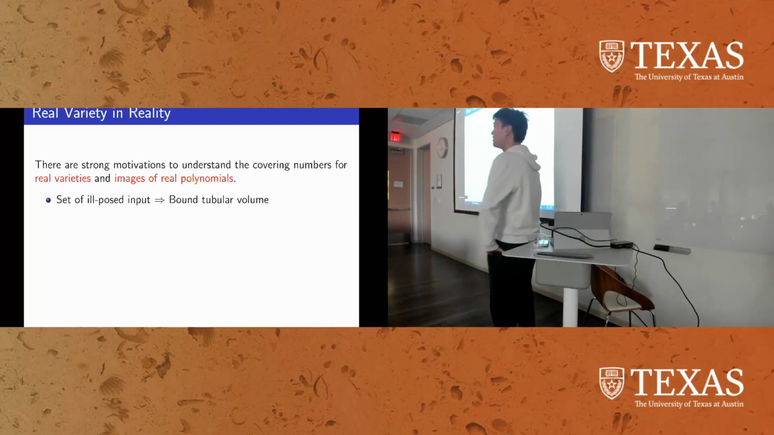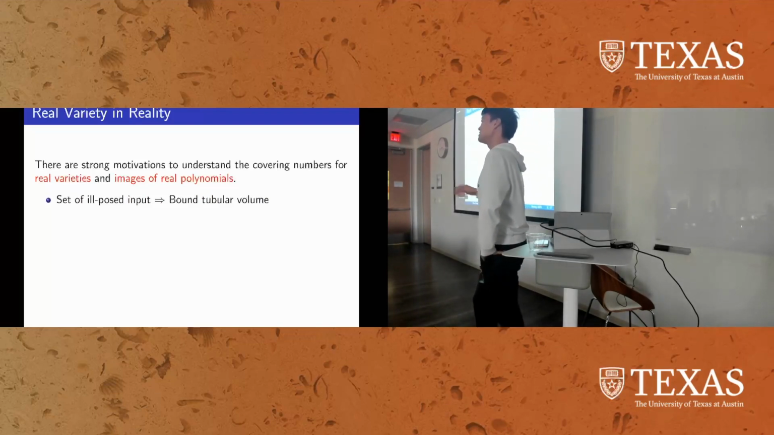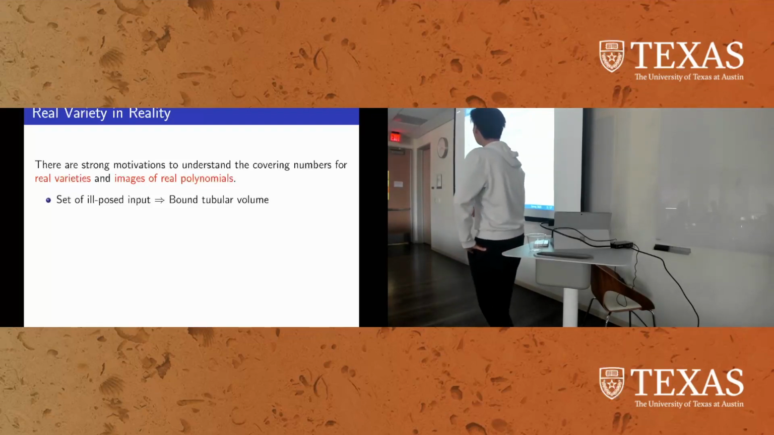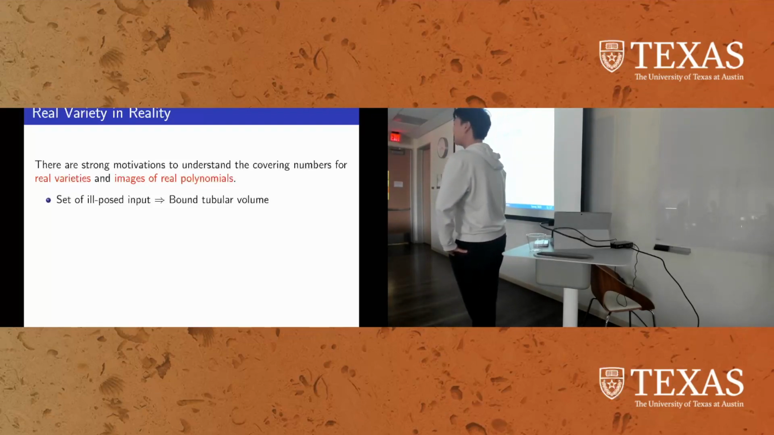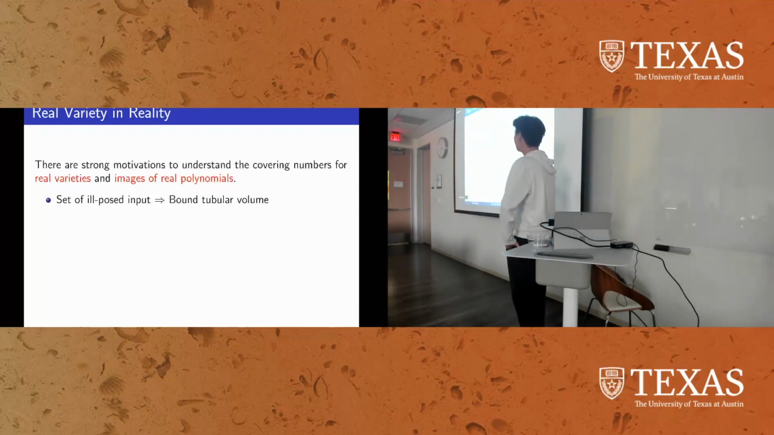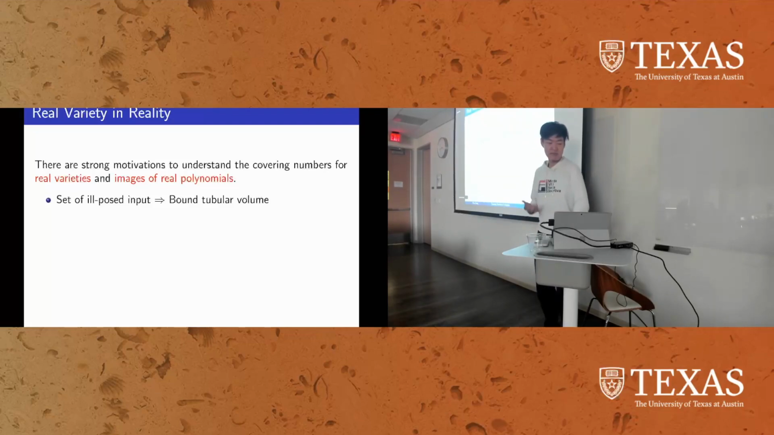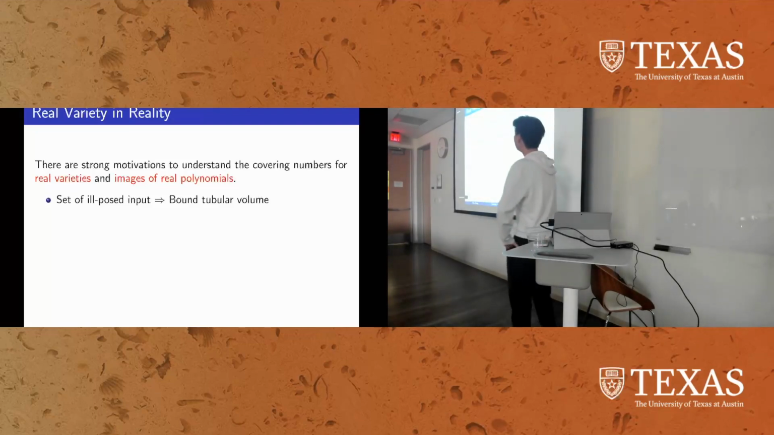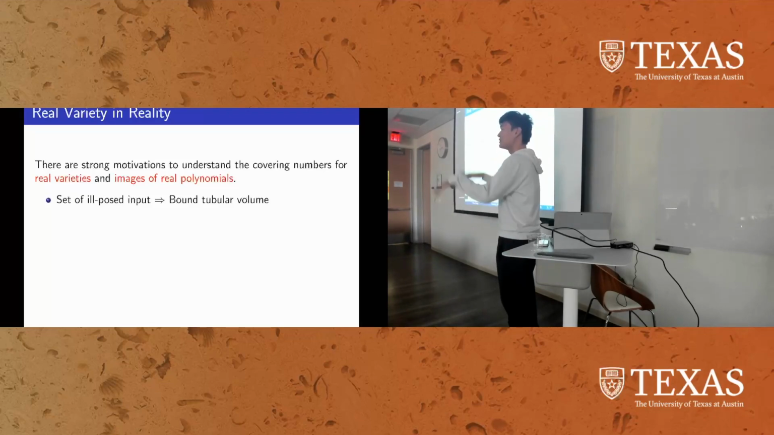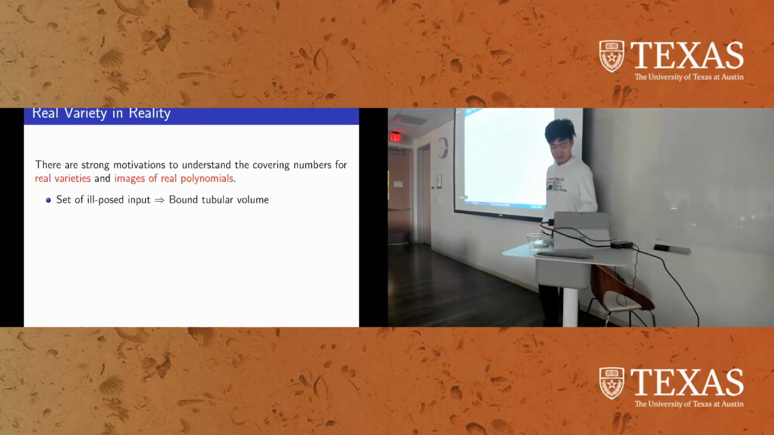For example, if you have an algorithm, you may have some ill-posed input to this algorithm. This could be an input that zeros the denominator in the algorithm, or an input for which your algorithm takes a very long time to converge. Then you want to understand or control the tubular volume of these ill-posed sets. This tells you how likely it is, if you sample a point as your input, to be very close to the ill-posed set. Having an upper bound of the covering number will allow you to derive an upper bound of the volume of the tubular neighborhood of the set of interest.